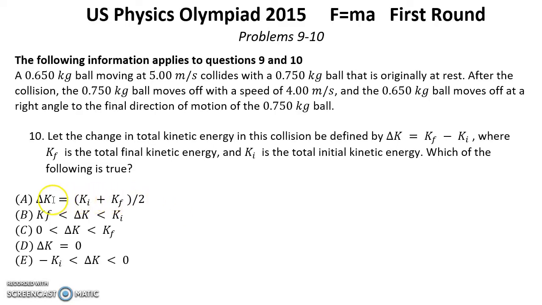And from this point we can check our answers. So first answer, delta K equal this one, it's not correct, because delta K is negative and the right part is positive. Same thing with B. We have Kf positive and delta K negative. C is not correct because delta K is negative. D is not correct, delta K is negative. And E is correct because delta K is negative, and by value it's less than Ki. So E is the correct answer.